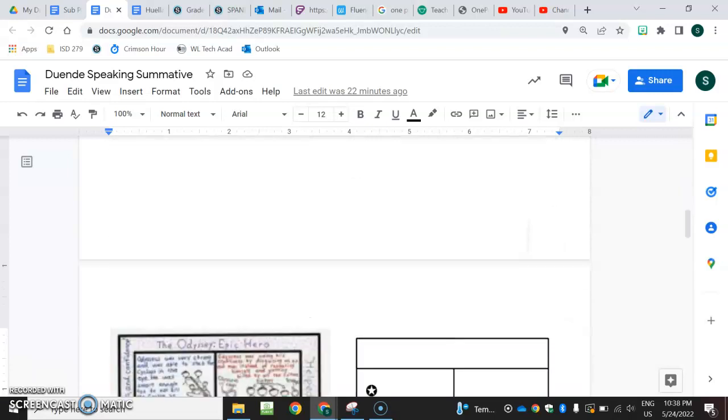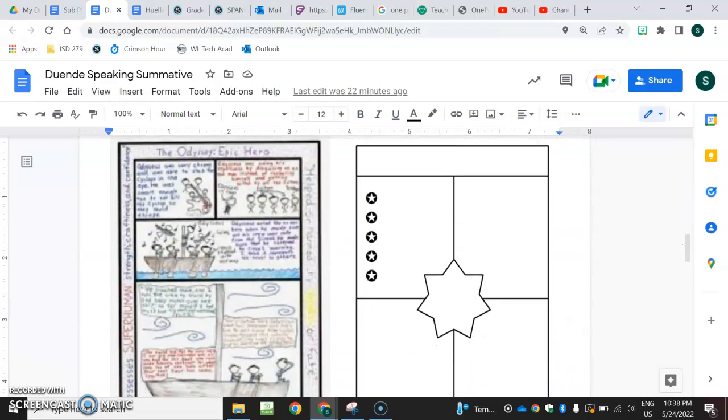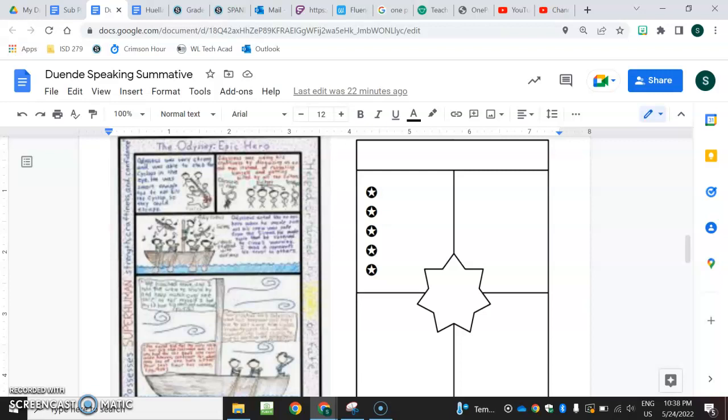I have two additional ones here. The one on the right-hand side is just another way. Again, it's divided in basically the same number. It doesn't have a border around it. You could certainly add one, but this one also adds stars to it. So again, you do how you feel is going to work for you.